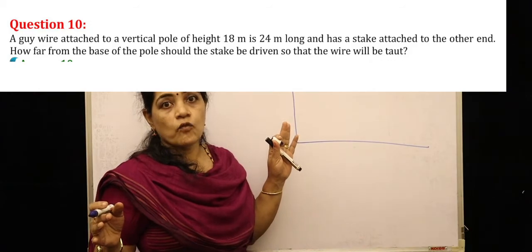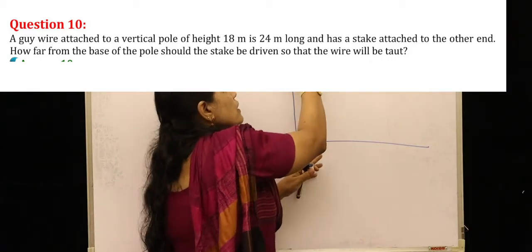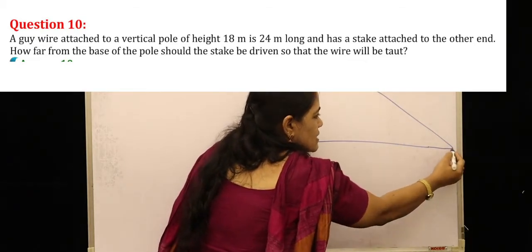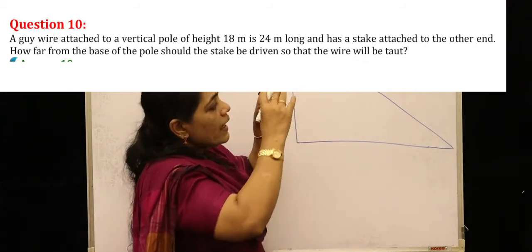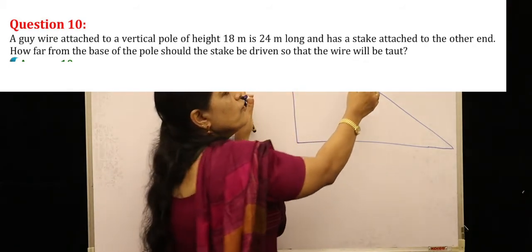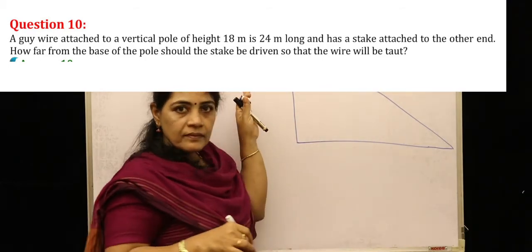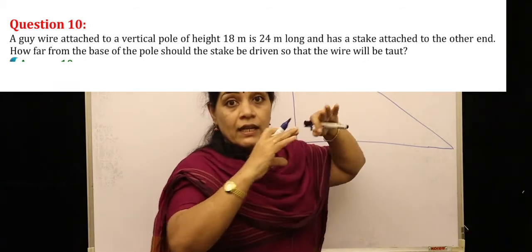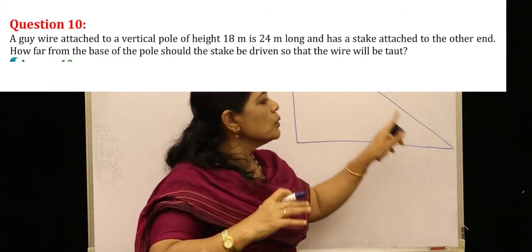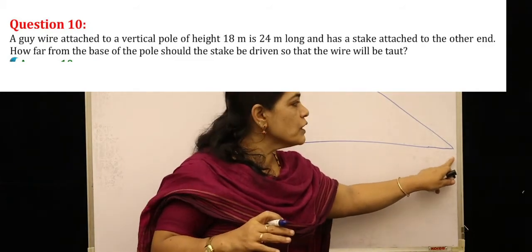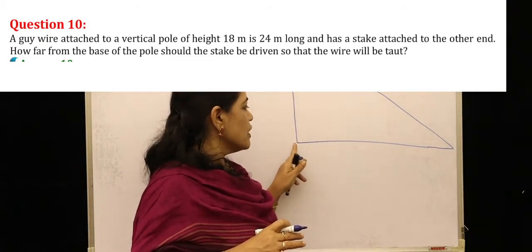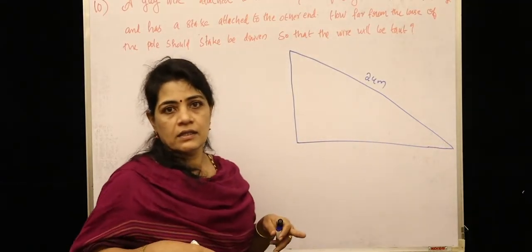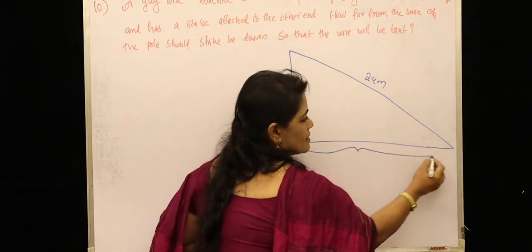One end of the guy wire is at the top of the vertical pole and the other end is on the ground, and a stake is attached at the other end. And the length of the wire is 24 meter, as given. The wire should be taut, without any problem, from the vertical pole to the ground. And for that, what will be the distance from the base of the vertical pole to the stake at the other end? So that means we should get this distance.